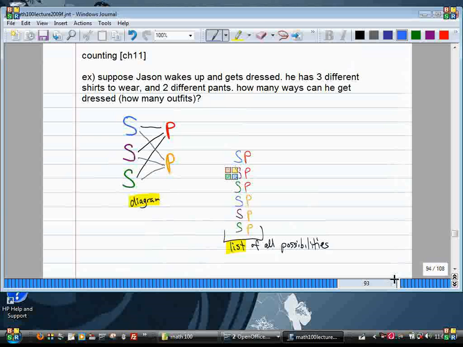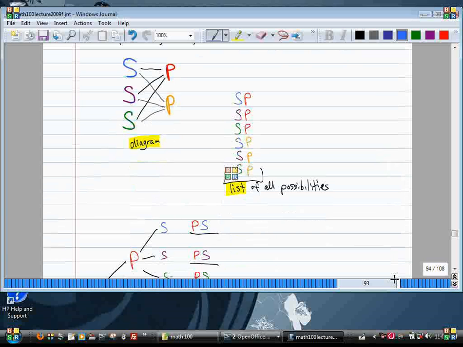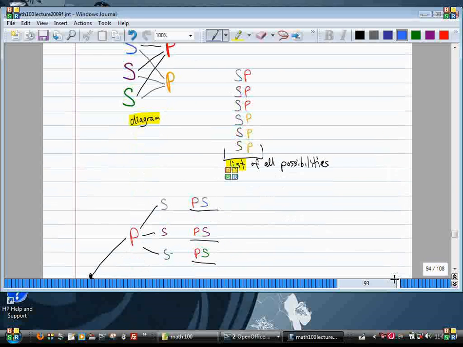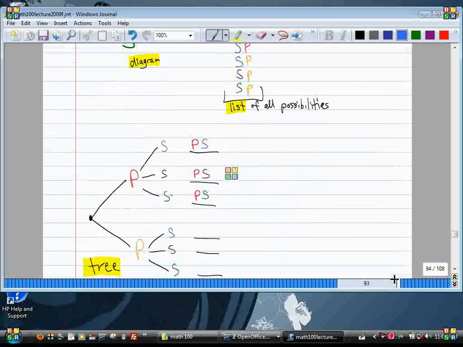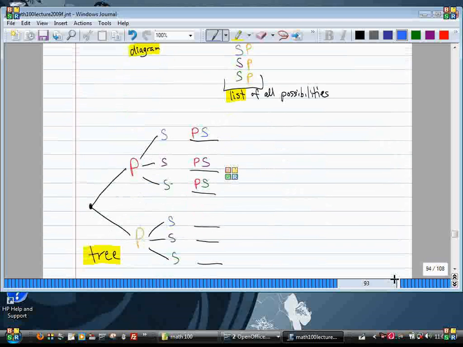So say you start with the pants, you split to 2 different possibilities off the pants. Now, once you decide that you're going to wear, say, red pants, then from there on out you have 3 possibilities for sure. And then the tree branches again in 3 directions. But then you also have the same thing on the bottom. So for the other type of pants, you also have, again, 3 possibilities for the shirt. And doing it this way allows you to actually see all the 6 possibilities.